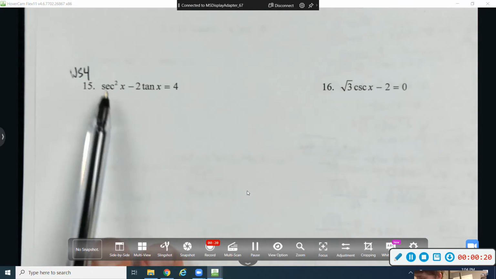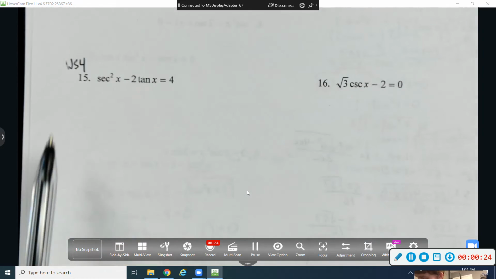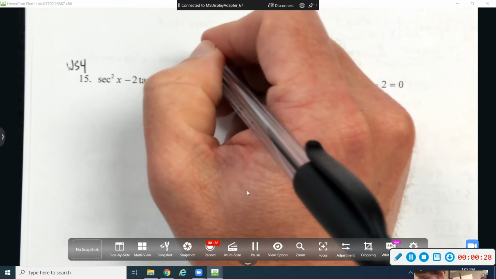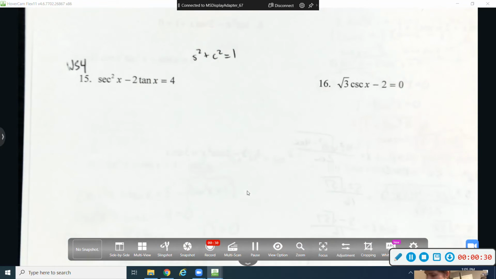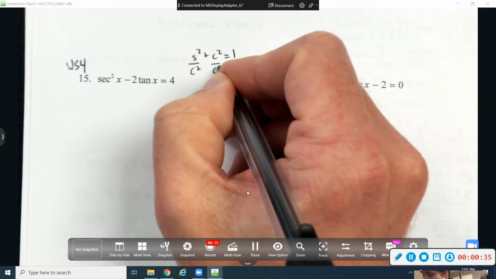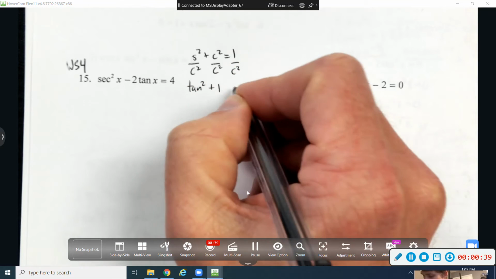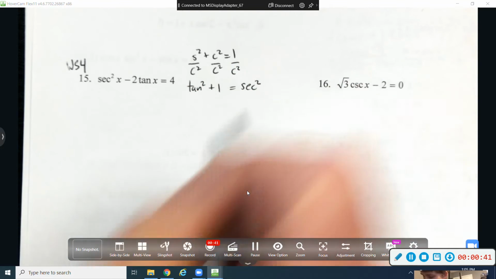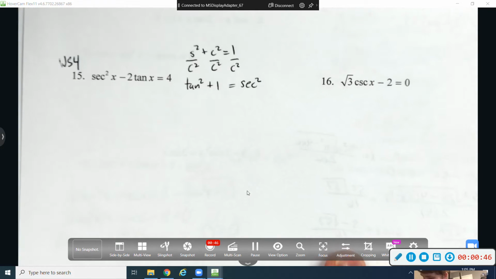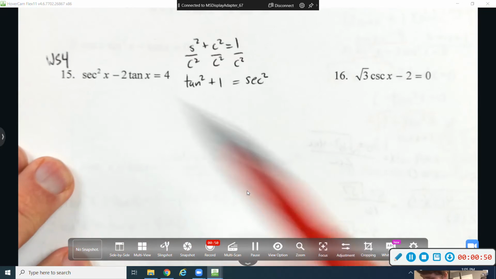All right, number 15, I see a secant squared and a tangent, so I'm thinking it's that Pythagorean identity. I know sine squared plus cosine squared is 1, so if I want tangent to show up, I'll divide everybody by cosine squared. So tangent squared plus 1 equals secant squared. Now, how do I want to use that, though? Do I want to replace secant squared, or do I want to replace tangent?